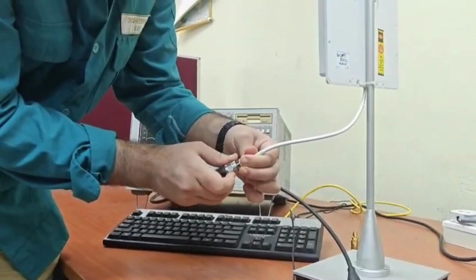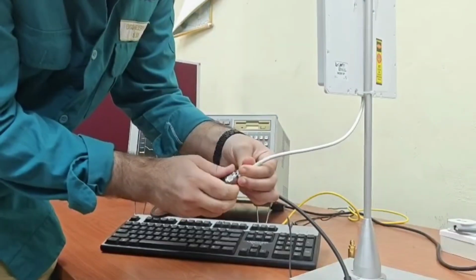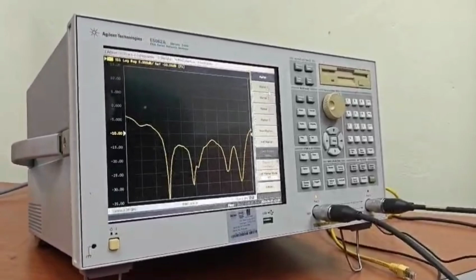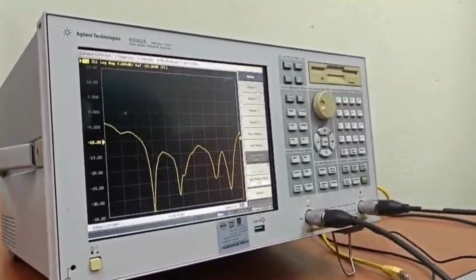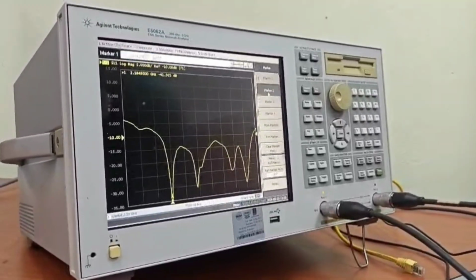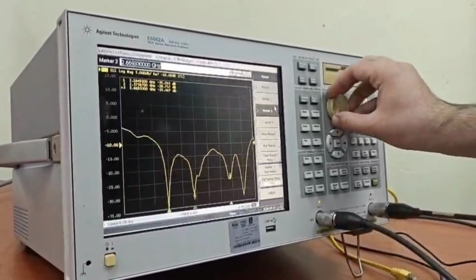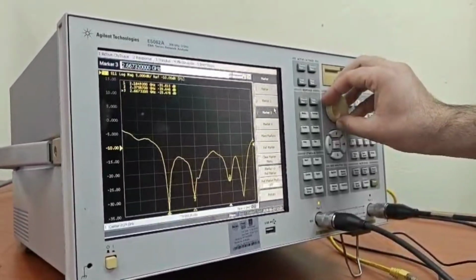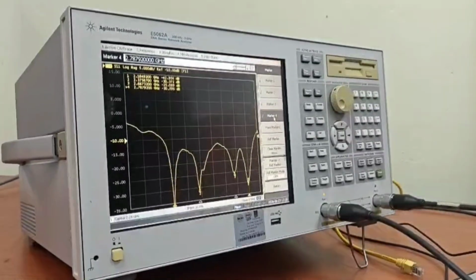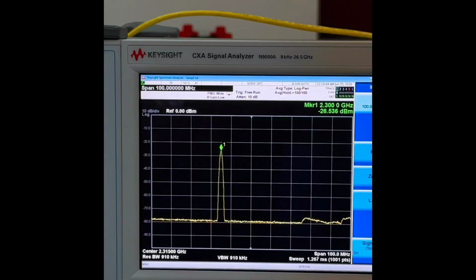Before any measurements, we performed one port calibration using open, short, and load standards. Calibration is very important because it removes systematic errors from the cables and connectors, ensuring accurate results. After connecting the antenna to port 1, we measured S11 in dB over the frequency range.